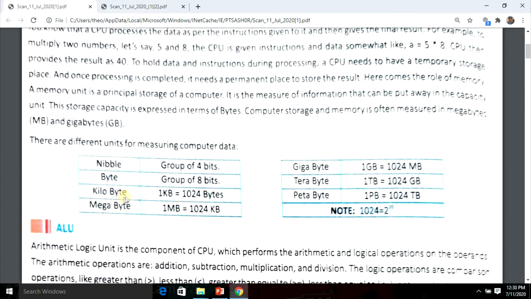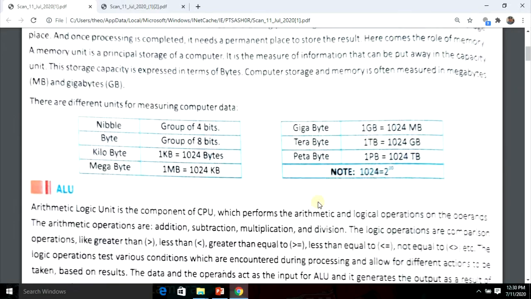bytes is equal to 1 KB, that is kilobyte. 1024 kilobytes is equal to 1 megabyte. And same here, 1024 megabytes is 1 gigabyte, 1024 gigabytes is 1 terabyte, 1024 terabytes is equal to 1 petabyte. So 1024 is equal to 2 raised to power 10.